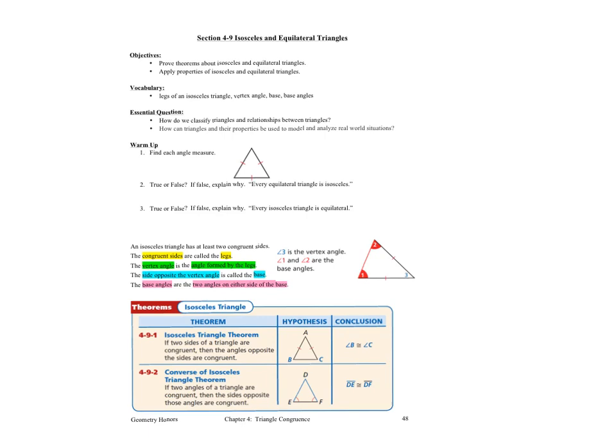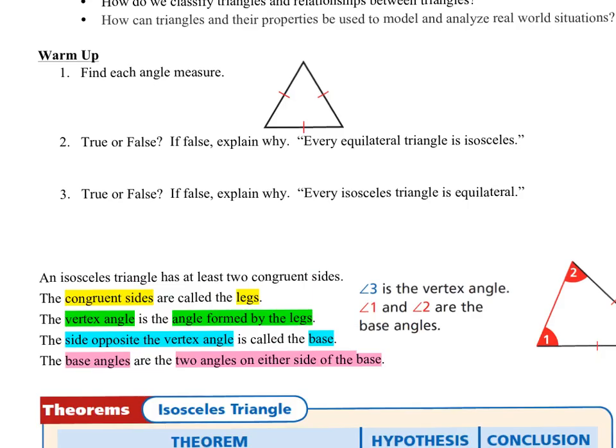This is 4-9, isosceles and equilateral triangles. Let's take a look at the warm-up. Okay, for the first one it says to find each angle measure.